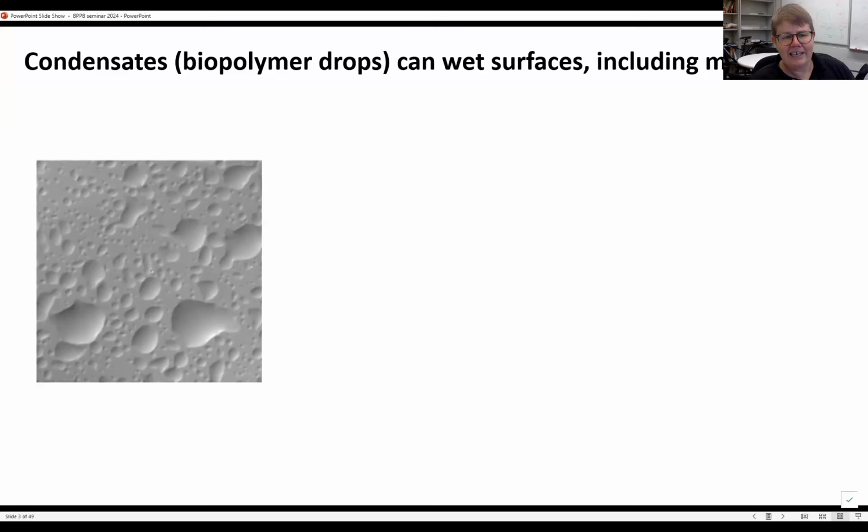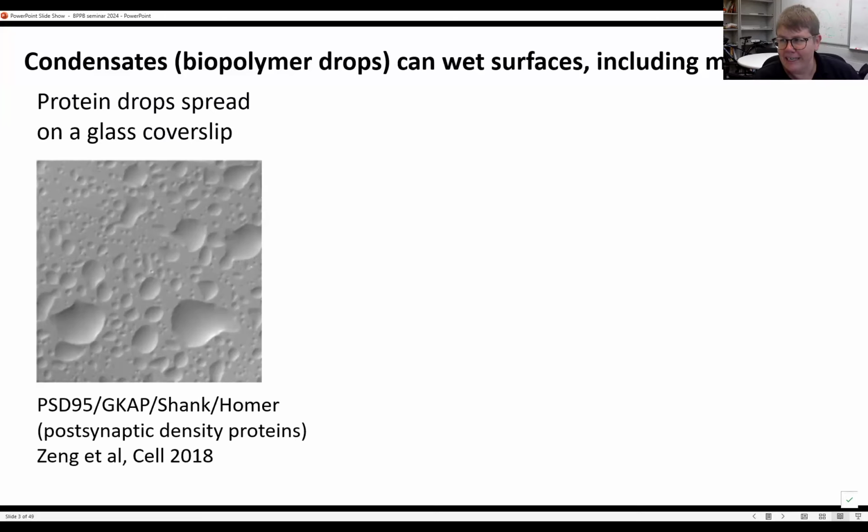And here's a picture of some of these protein drops interacting with a cover slip slide. If you just look at it, you would think it's just water drops on a windshield, but in fact, it's a super complicated mix of proteins that are involved in the postsynaptic density of neurons, but sitting on a cover slip bathed in water. And it looks just like you would expect other types of drops wetting a surface.